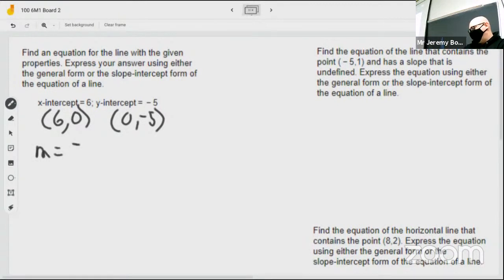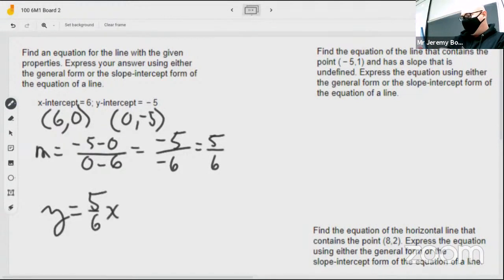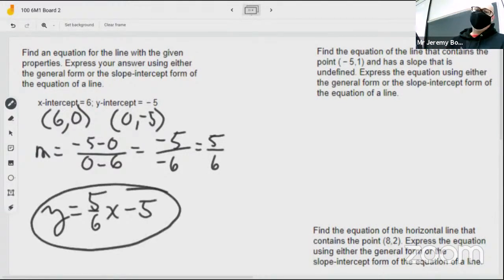So let's do, I don't know, negative 5 minus 0 over 0 minus 6. Remember, these points need to come from the same ordered pair. And so that's going to end up giving us negative 5 over negative 6, which is going to be 5 over 6. Now we're at the point where we have the y-intercept and we have the slope, just like in the last problem. So we can just jump right to slope-intercept form and say this is going to be 5 over 6x minus 5. And be done with it.